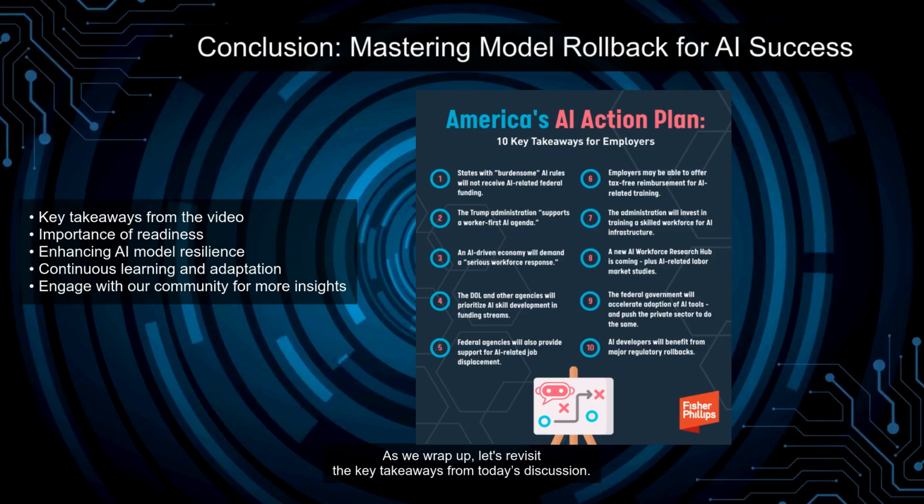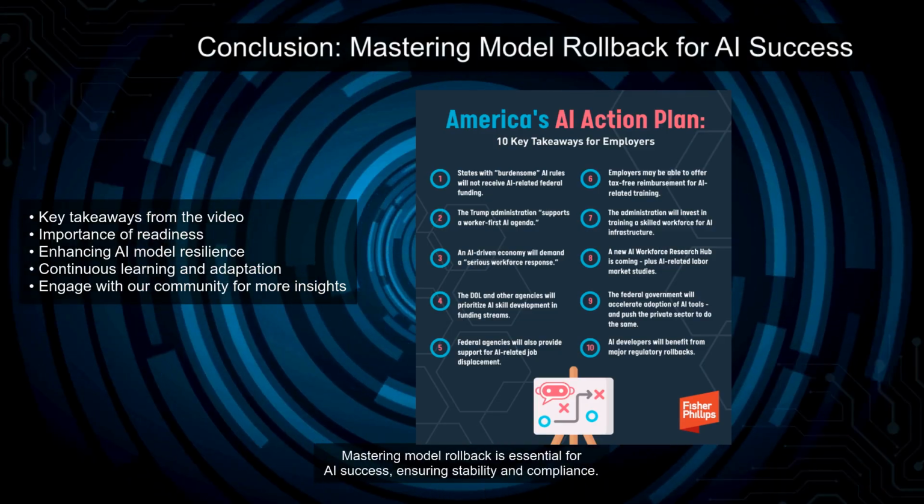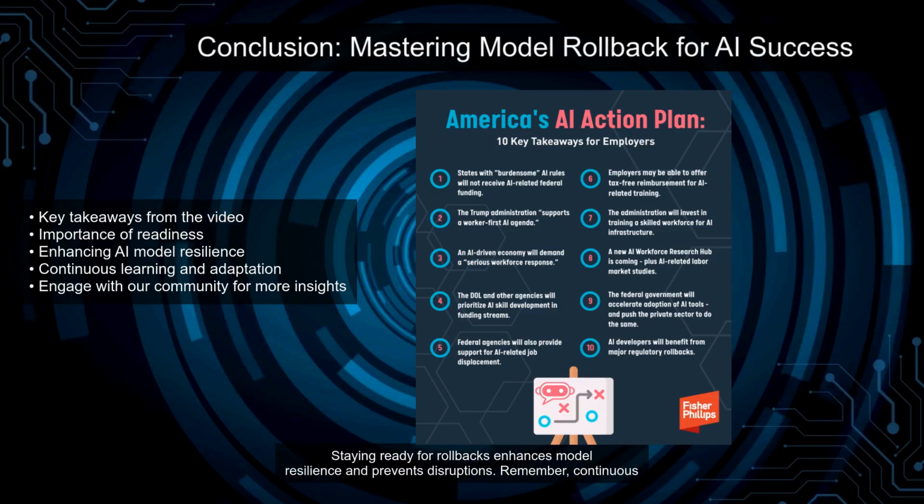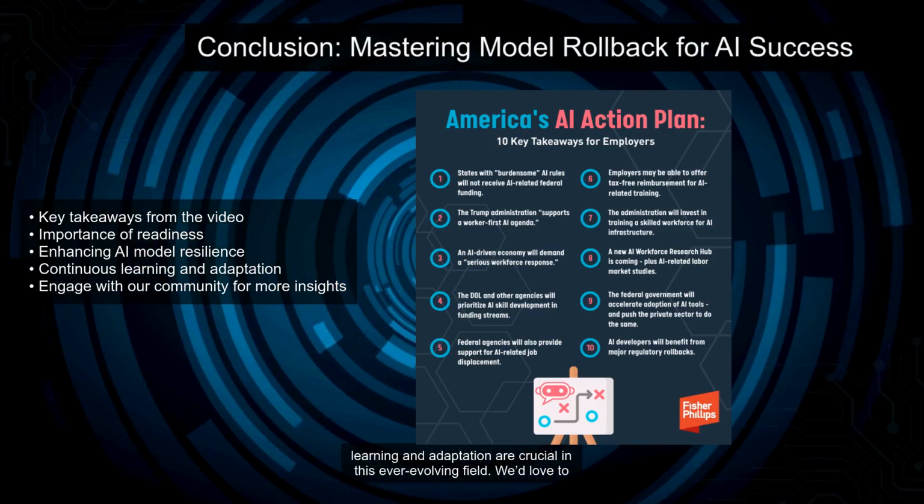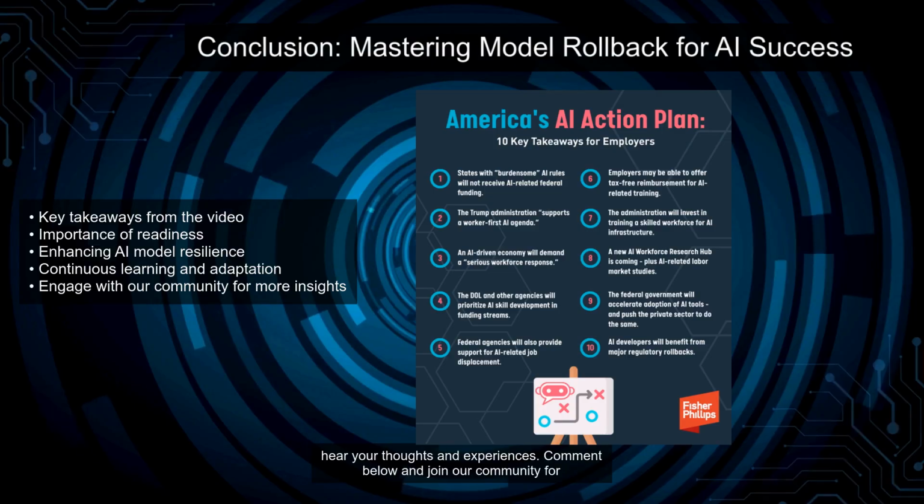challenges that arise. As we wrap up, let's revisit the key takeaways from today's discussion. Mastering model rollback is essential for AI success, ensuring stability and compliance. Staying ready for rollbacks enhances model resilience and prevents disruptions. Remember, continuous learning and adaptation are crucial in this ever-evolving field.